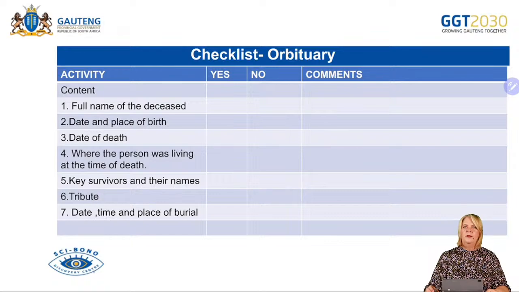Yet again, there's a checklist for the obituary. Very important, especially with the obituary, that someone checks whether you've included all the things that are necessary. What are necessary? Let's go through them again. Number 1, the full name of the deceased, the person that passed away, the date and place of birth, the date of death, where the person was living at the time of death, key survivors and their names, a small tribute, and then the date, time, and place of the burial.